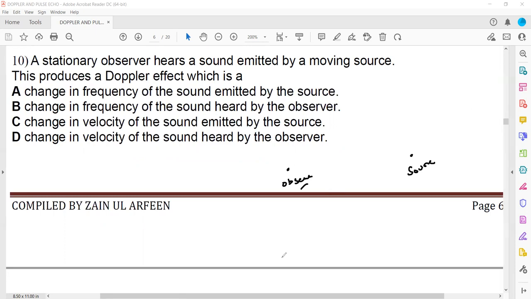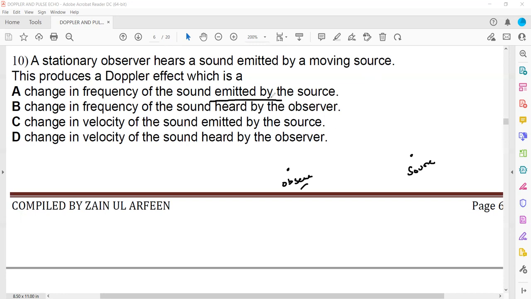Observer is not moving, the observer is stationary. This produces a Doppler effect. Doppler effect means there will be a change in the frequency or the wavelength which the observer receives from the source. The source is emitting the same frequency and wavelength, which are not changing, but due to the motion of the source, the frequency and the wavelength will change. So there is a change in frequency of a sound emitted by the source.